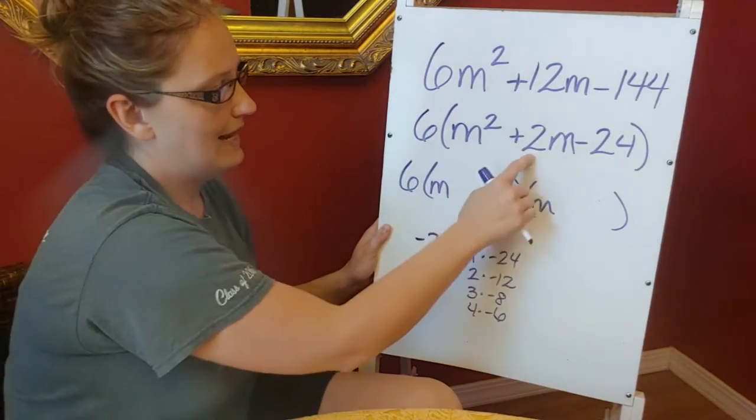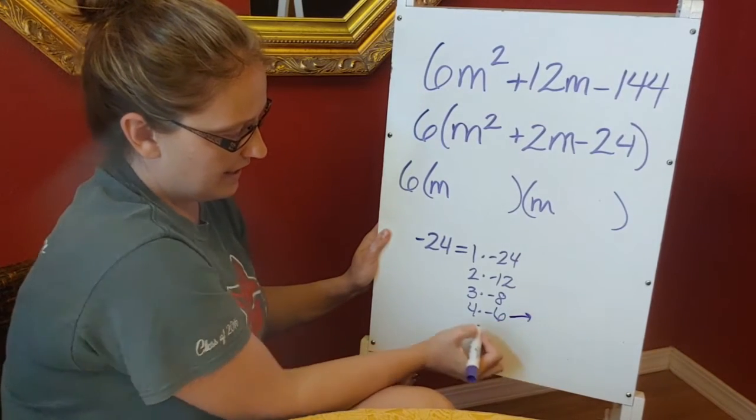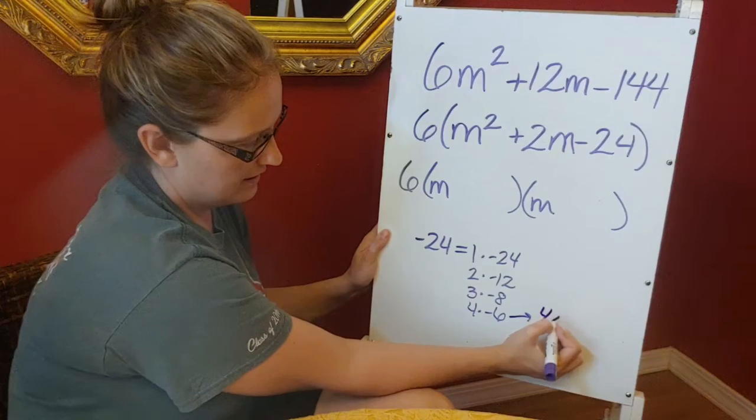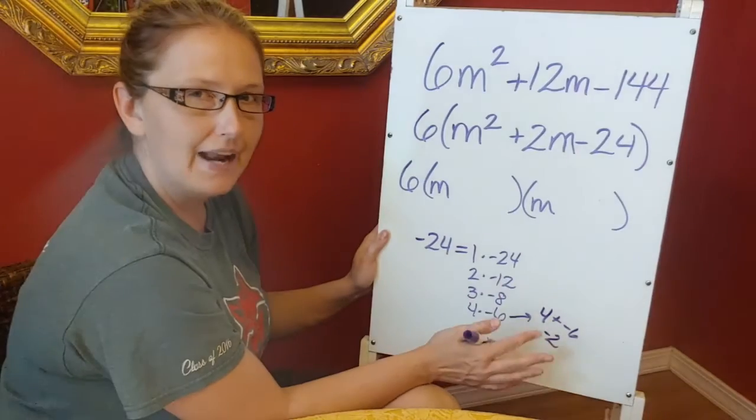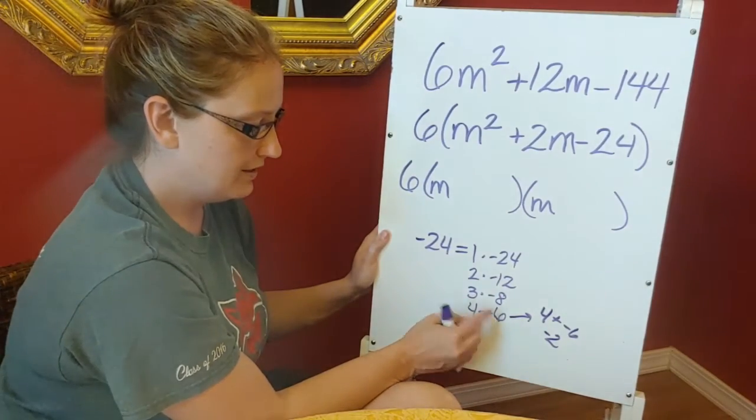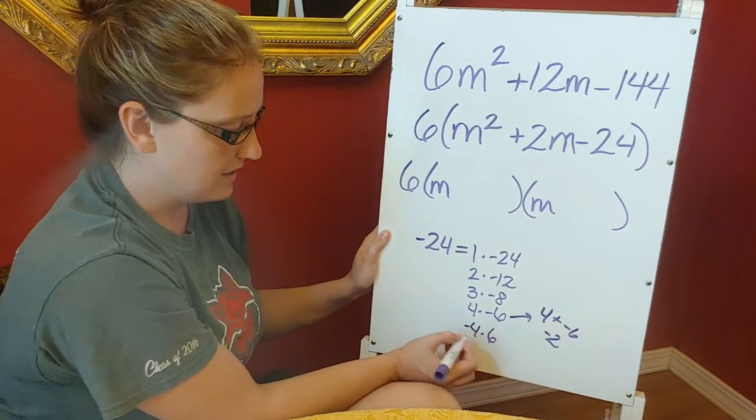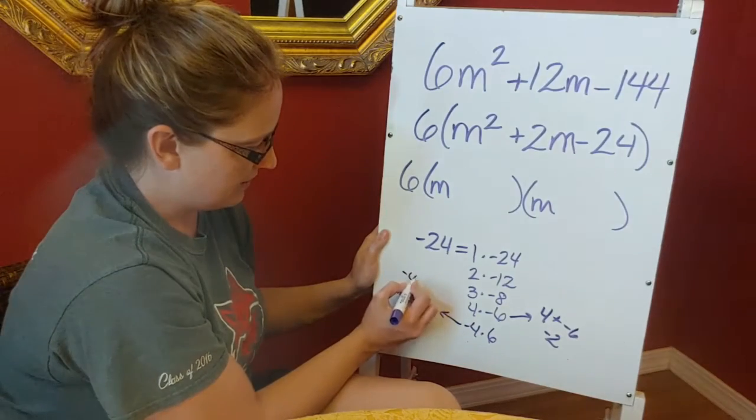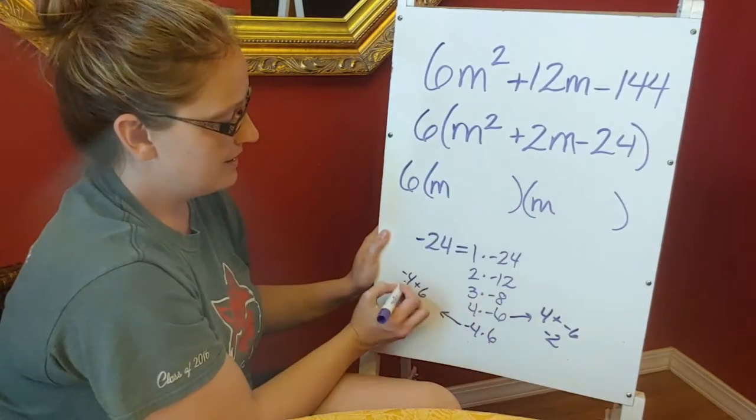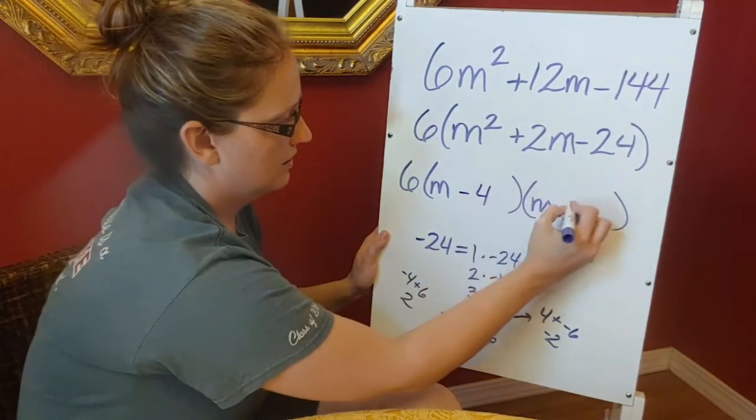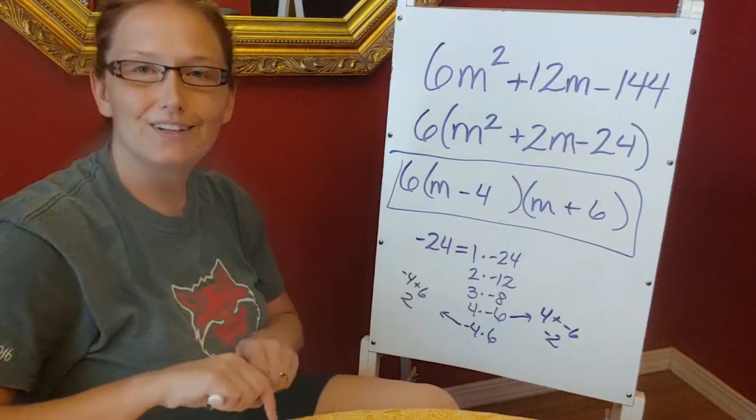So I need to look at which pair, when I add them together, gives me a positive 2. And I look down here, and 4 plus a negative 6 gives me a negative 2. So I know that when that happens, I need to switch my negative to the other side. I need this to be negative 4 times a positive 6. And when I add those together, I get 2. Okay? So up here in my parentheses, I'm going to do m minus 4 and m plus 6. And there's my factored form.